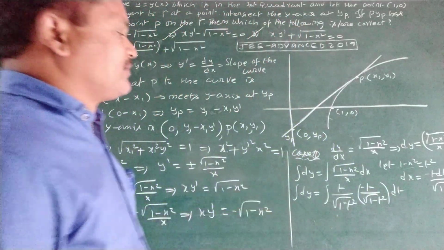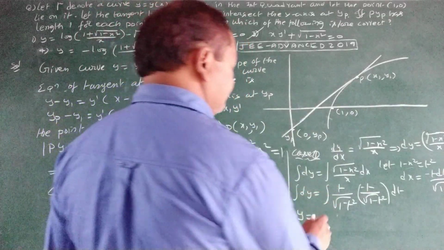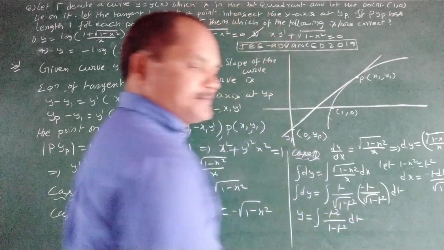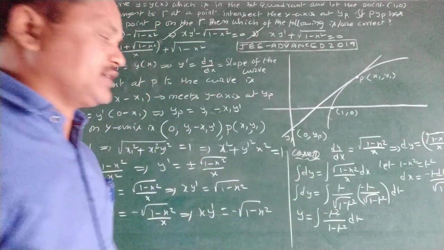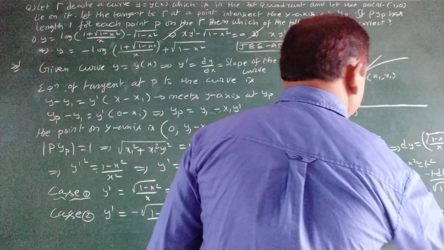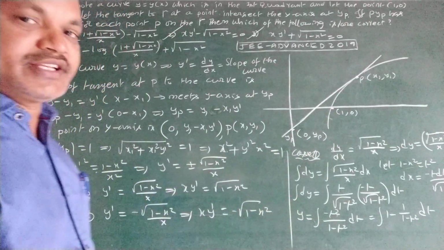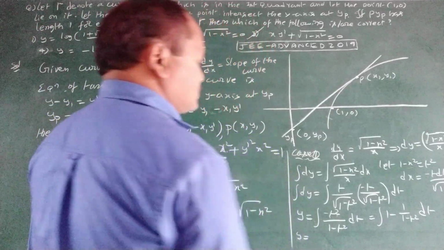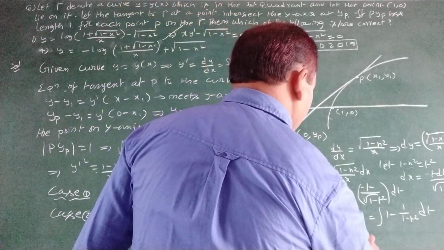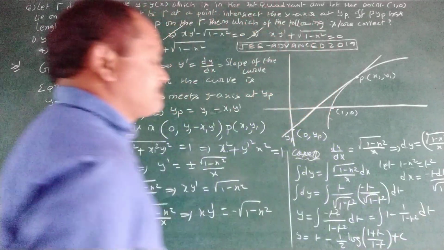Right. So y is equal to integral minus t square by 1 minus t square dt. From this, it is integral 1 minus 1 by 1 minus t square dt. Now from that, y is equal to t minus 1 by 2 log 1 plus t by 1 minus t plus c.